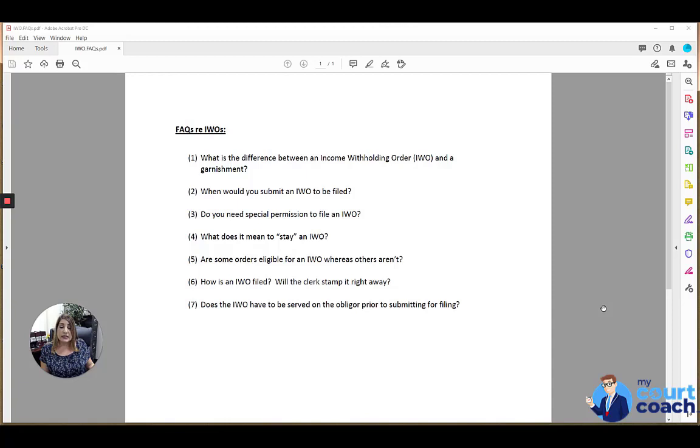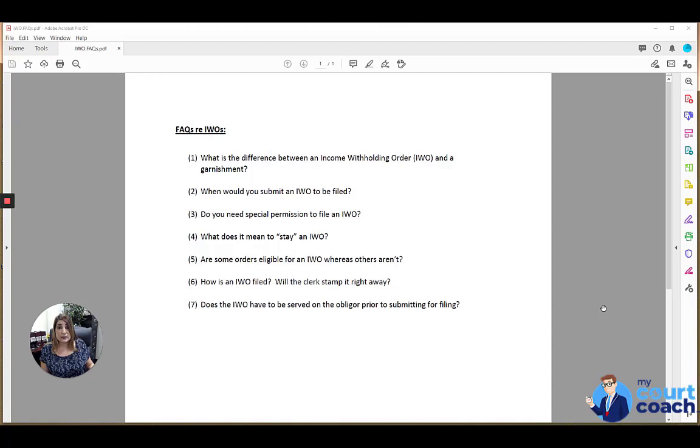Six, how is an income withholding order filed? Will the clerk stamp it right away? It depends on the courthouse. At the courthouse that I frequently practice at, it has to be a drop, meaning they have a drop box. You drop it off there with a self-addressed stamped envelope, and once it's been processed by the clerk and entered into their system, they will mail it to you. This can take several weeks, and depending on how backed up the court is, sometimes even months.